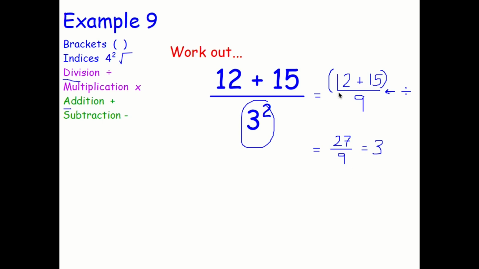So remember that that horizontal line means division, and you need to isolate the numerator and denominator separately, and then do whatever the numerator is divided by the denominator.